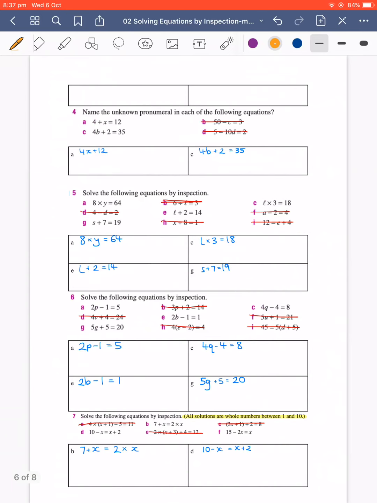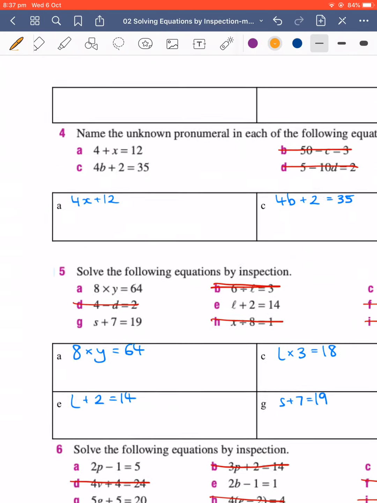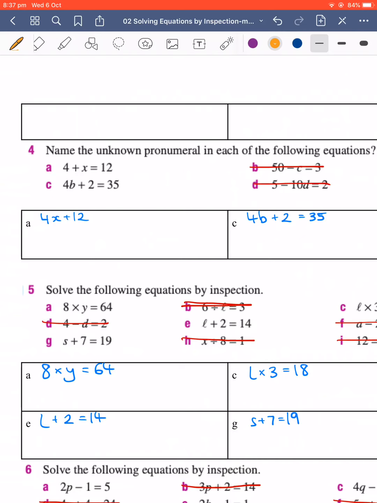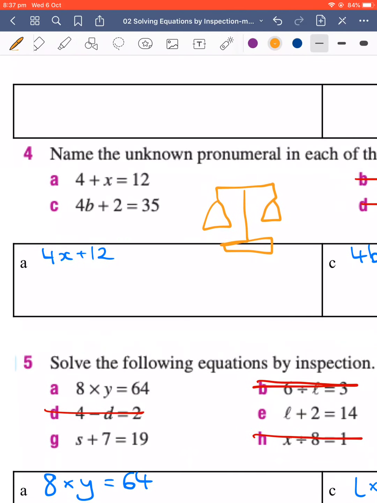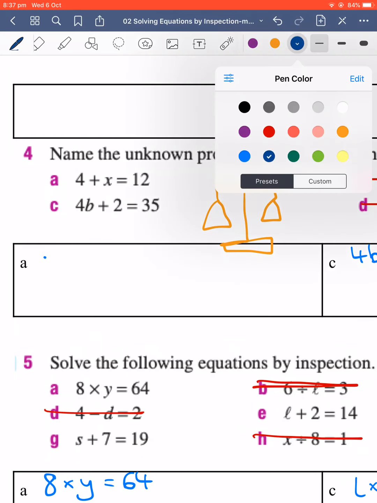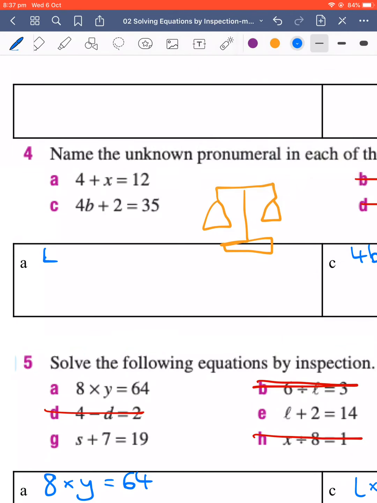Next one. With these ones, we're looking for the unknown pronumeral. Think about that kind of balance method. It may help you to have a go at playing around with some different things to figure out, okay, if I've done something to one side, I can do it to the other. So if I've got, wow, I've written that incorrectly. My apologies. What's 4 plus a number that's going to give me 12?